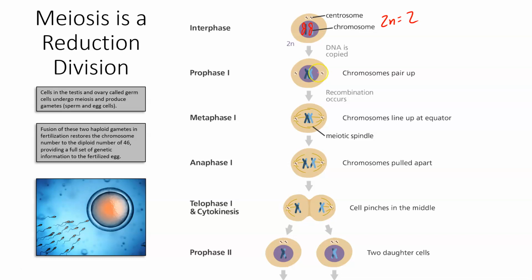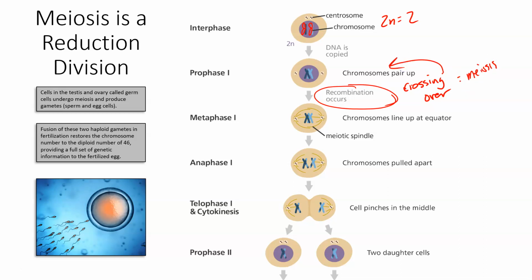But for the purposes of simplifying this image, we just look at one each. In prophase 1, just like we went through in the mitosis videos, the nuclear envelope dissolves, the spindle fibers are formed, and the centrioles migrate. But the big difference between mitosis and meiosis is this step, the recombination step. We call this crossing over, and crossing over can only happen during meiosis, and it only happens during prophase 1.